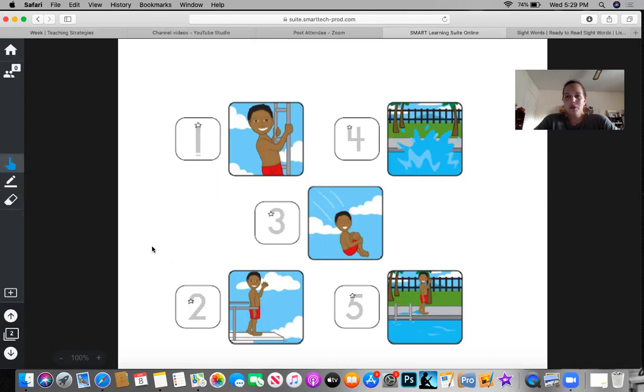All right, so maybe today you guys can create your own storyline with a first picture, second, third, fourth, fifth, all right? And you can label them, maybe cut them out and put them all in order and have your family guess what pictures and what orders they go in.